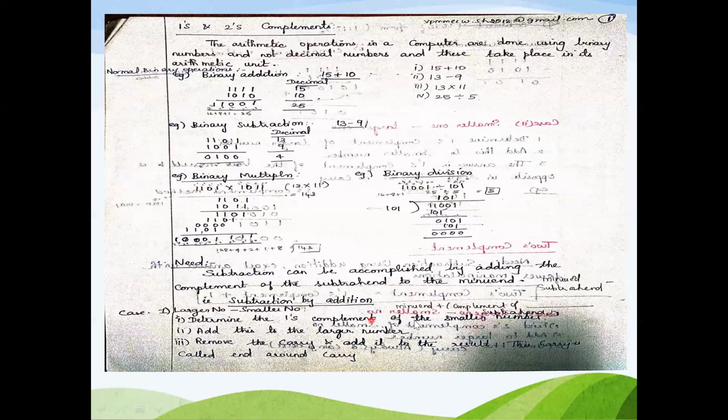Determine the ones complement of the smaller number, add this to the larger number, remove the carry and add it to the result. Once again, we remove the carry from that position and add that to the answer. This carry is called the end around carry. So this is the procedure to be followed when we go for ones complement for subtracting larger number minus smaller number.